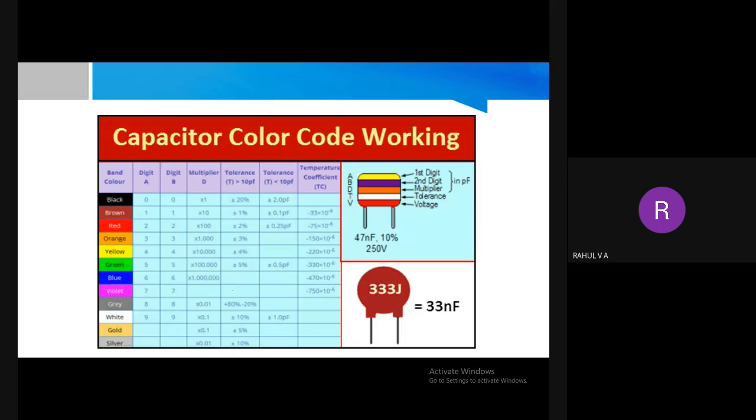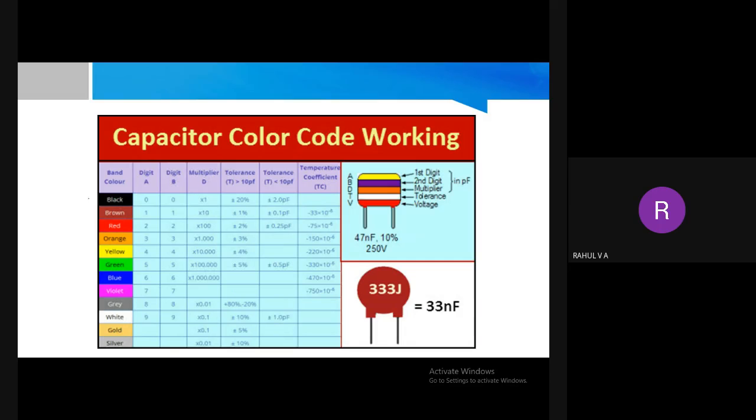Okay, now the third method. After the first method, where the value is directly written on the capacitor, the second method was numerical coding. Numerical coding is very important. There will be one question from that. And the third one is the capacitor color code.